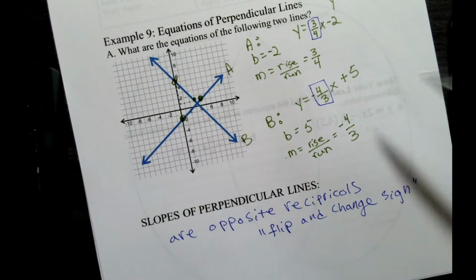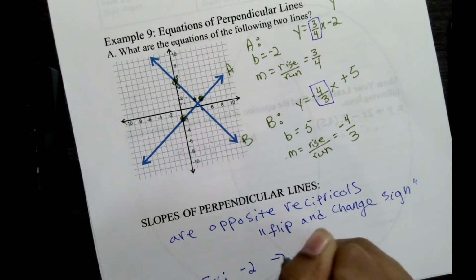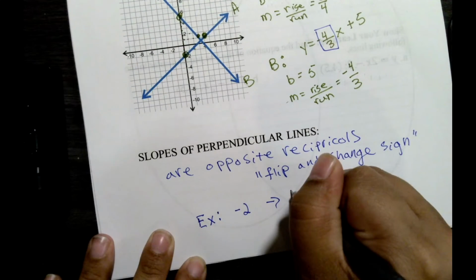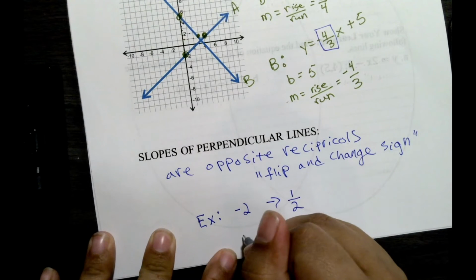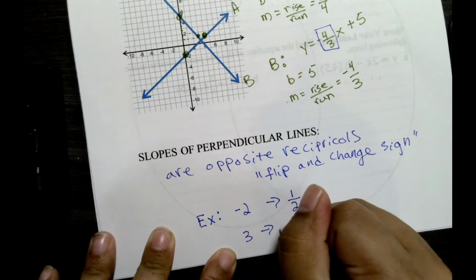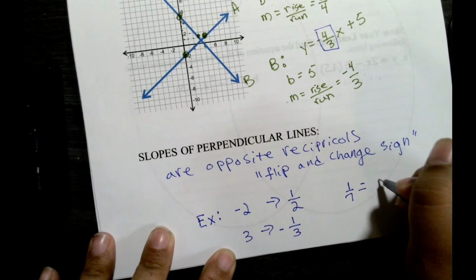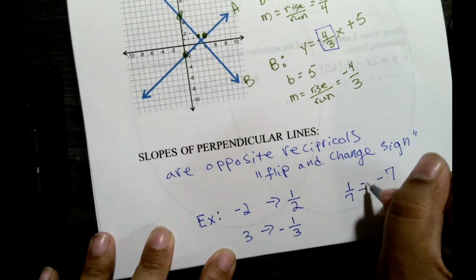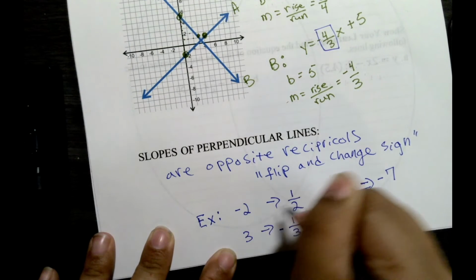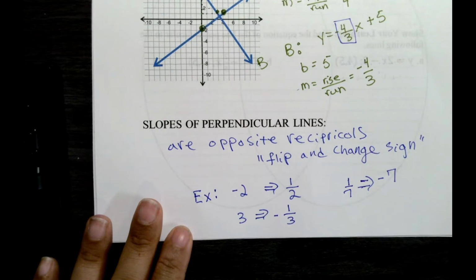So I do want to give a couple of examples here. What if I had -2? Well, then the opposite reciprocal would be 1 over 2, positive. What if I had a 3? Then the opposite reciprocal would be 1 over 3, negative. And then vice versa, if you have 1/7, then it's -7. And so forth. But this is what I mean when I say opposite reciprocal. Flip it and change the sign. If they're just numbers, then think of it as over 1, and flip it.